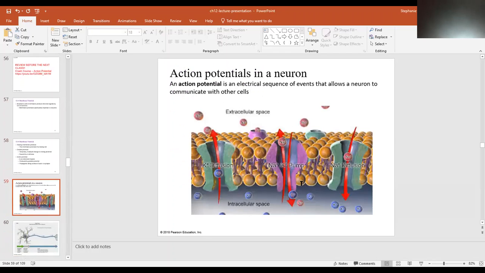If you need your definition, this is the definition for action potential: the electrical sequence of events that allows a neuron to communicate with other cells. It can communicate with other neurons, with glands, and with muscles. This is the neuron's way of communication, through these action potentials.